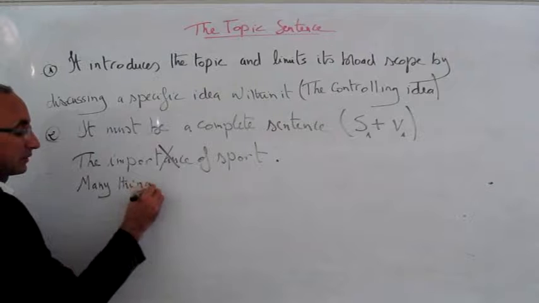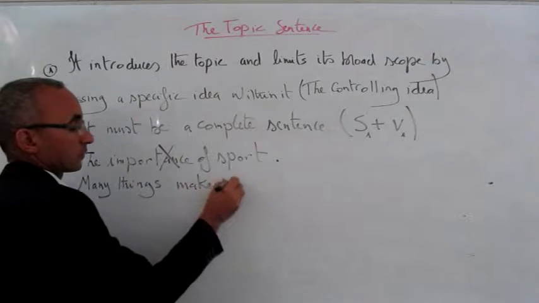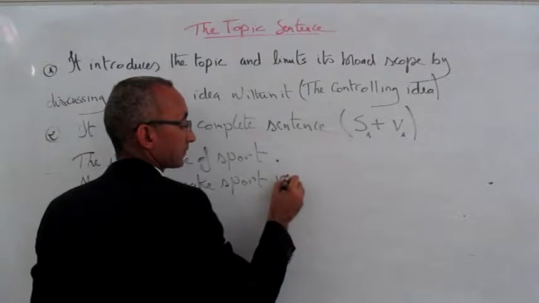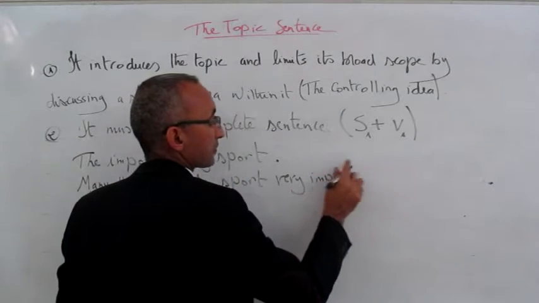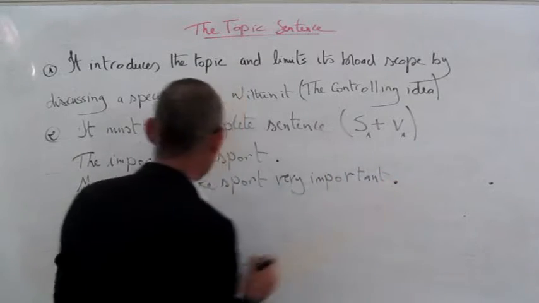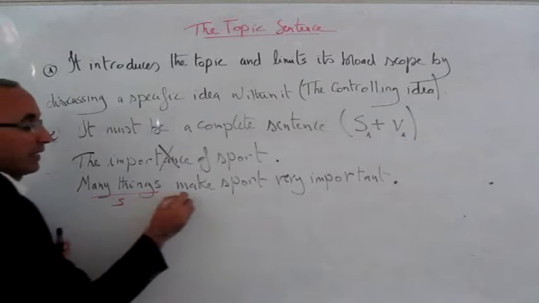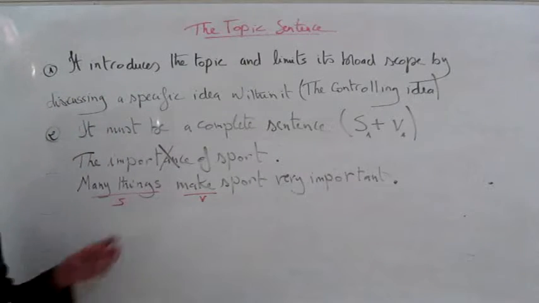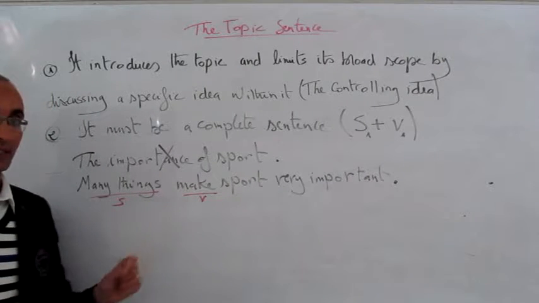Many things make sport very important activity. Example, very important. Also, here I have a subject and a verb. So here it is a correct topic sentence. A correct topic sentence.